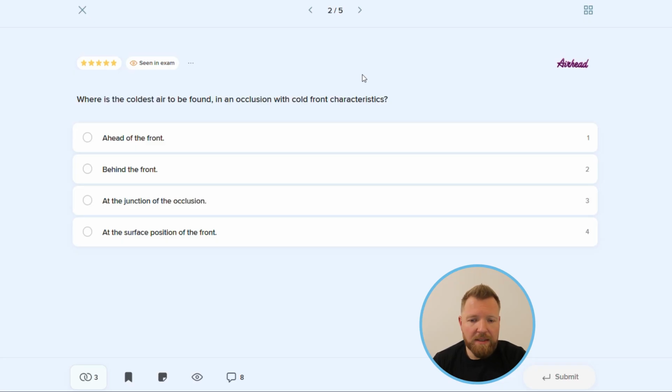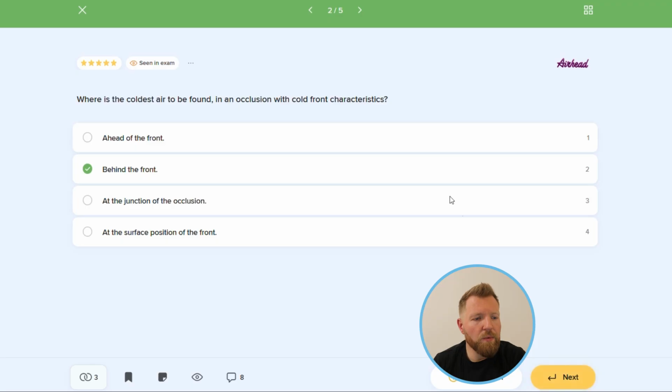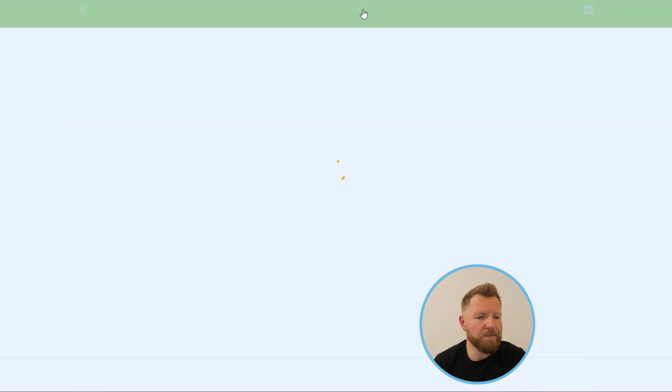Since we are asking about the cold occlusion, therefore we'll find the coldest air behind the front. So answer number 2 will be correct.